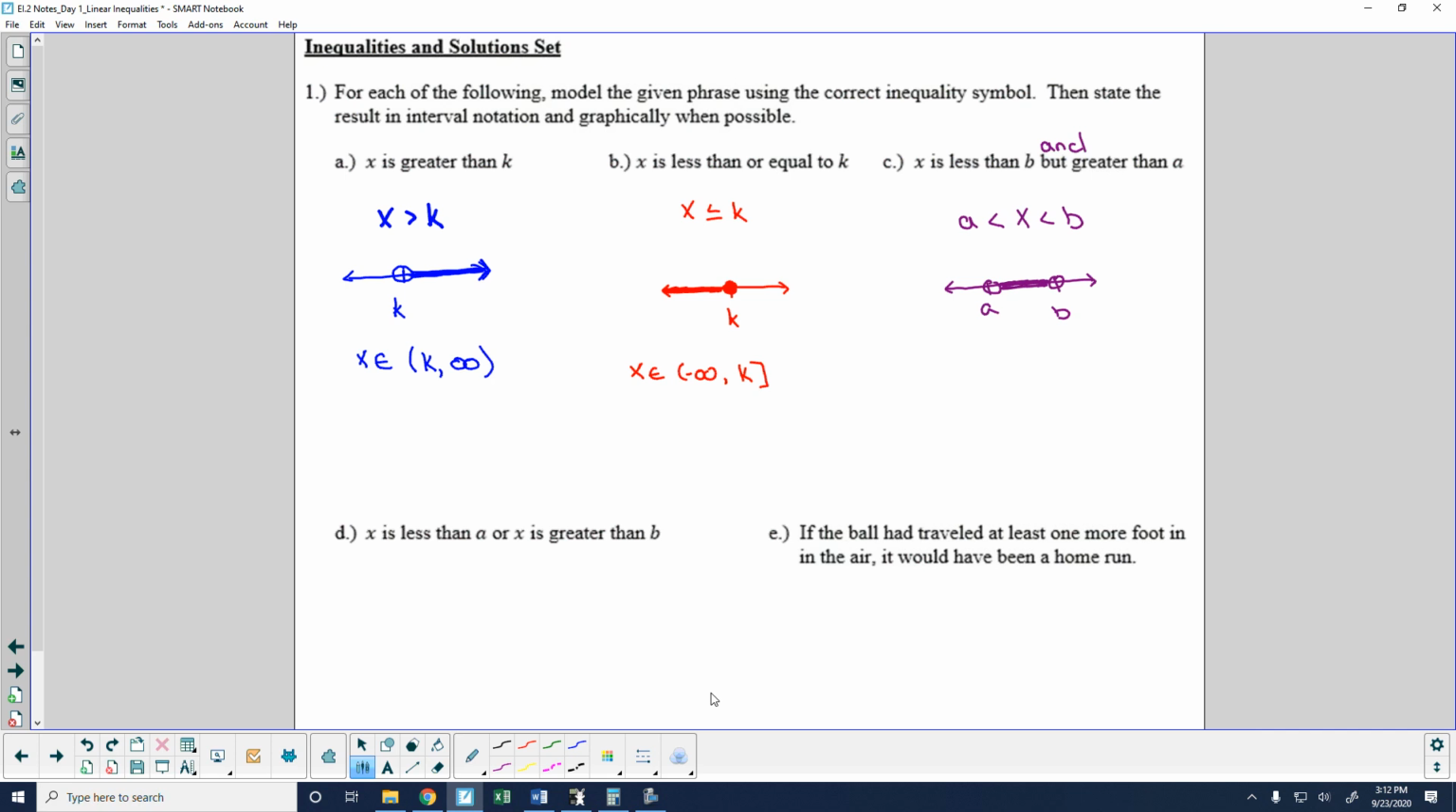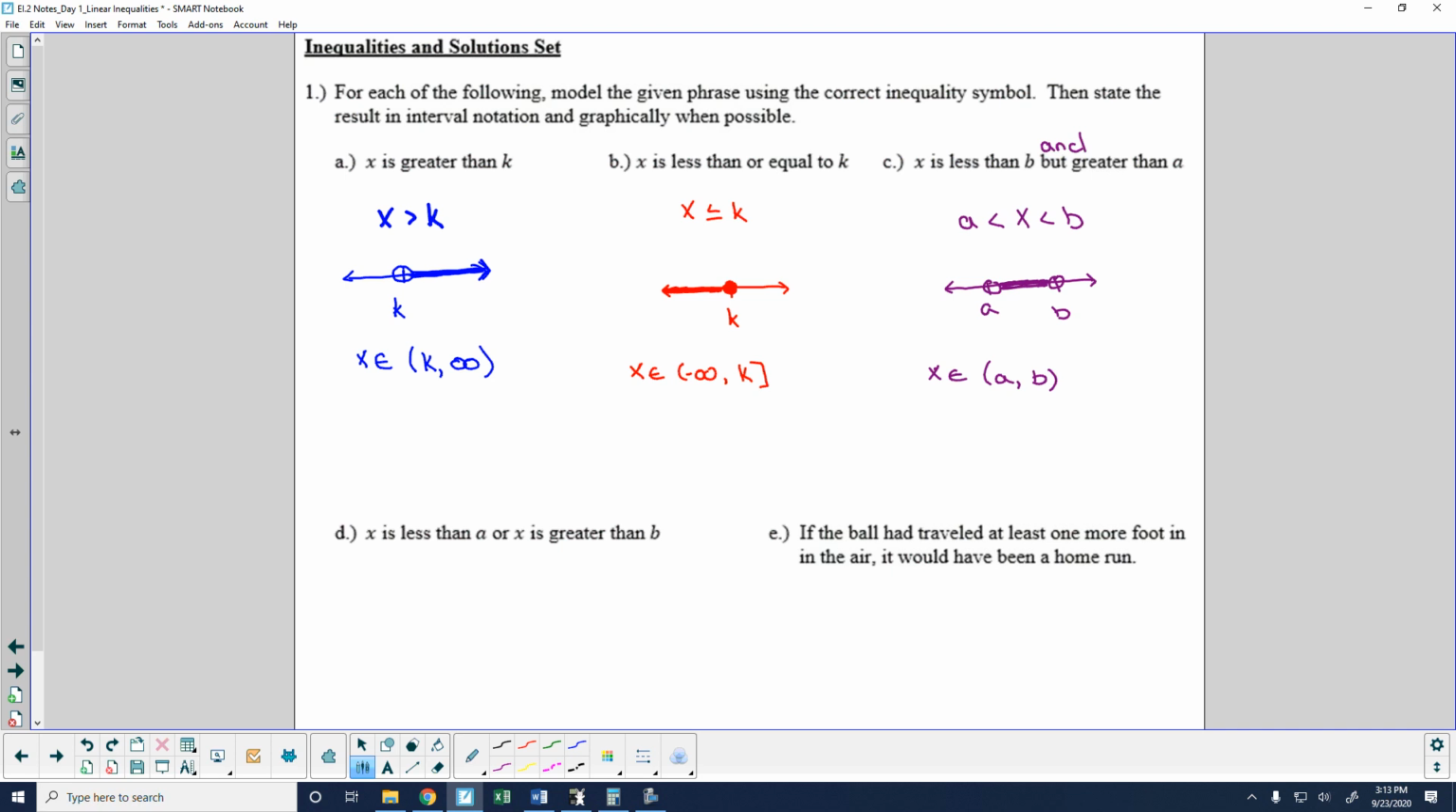Now as we write this in interval notation, x exists within a, this time with a parenthesis, would be our leftmost value on the number line. b would be the rightmost value on the number line. And so there we have an inequality, a graph, and interval notation.